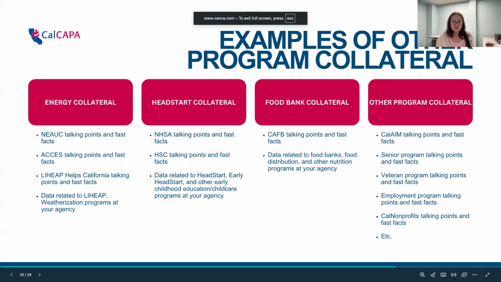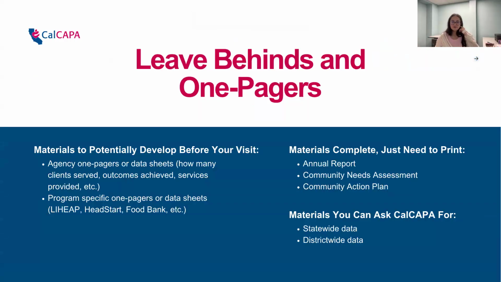Well, I will go ahead and get into the next portion, which is on what we would leave behind, what we want to bring printed out so that we can give it to the legislator, we can give it to their staff members about our programs, about our agencies. These are examples of what we've done in the past. We have agency one-pagers and data sheets that show basic number of clients served, outcomes achieved, services provided, things like that, just to give some basic numbers.